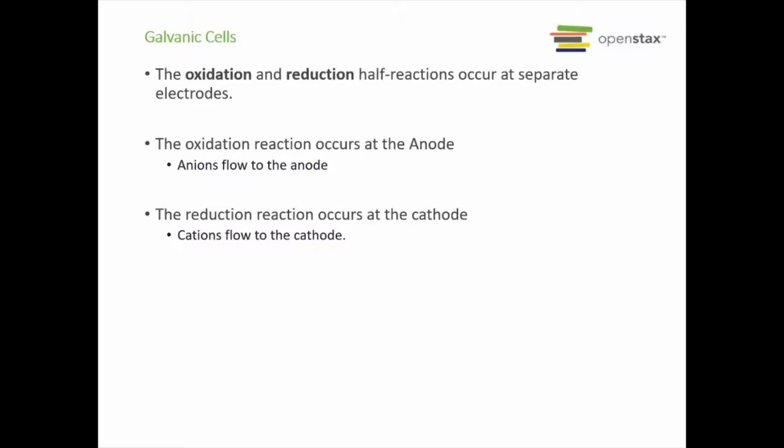So the oxidation and reduction half reactions occur at separate electrodes. Again, the oxidation happens at the anode, and the reduction happens at the cathode. Anions flow to the anode, and cations flow to the cathode. Okay, so cat goes to cat, an goes to an.